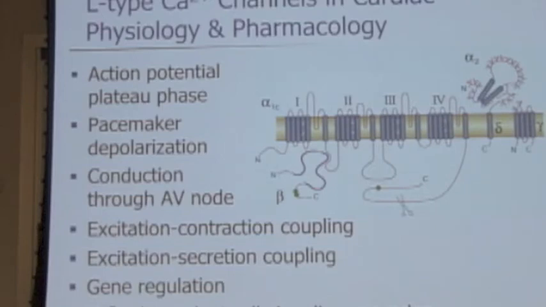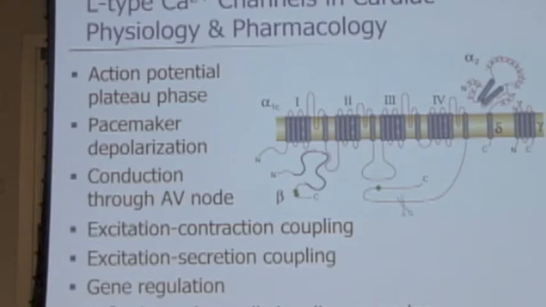The other bit of background I want to give you is so everyone is on the same page regarding the L-type calcium channel and its role in cardiac biology. It's important in maintaining the plateau phase of the action potential with the sustained inward current from the L-type calcium channel. L-type channels also play a role in pacemaker depolarization and conduction through the AV node. They're also known to be important in excitation-contraction coupling.